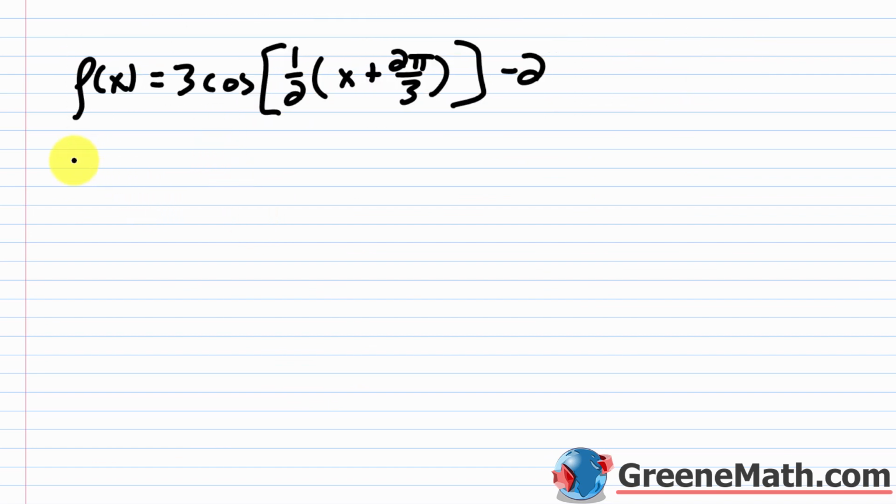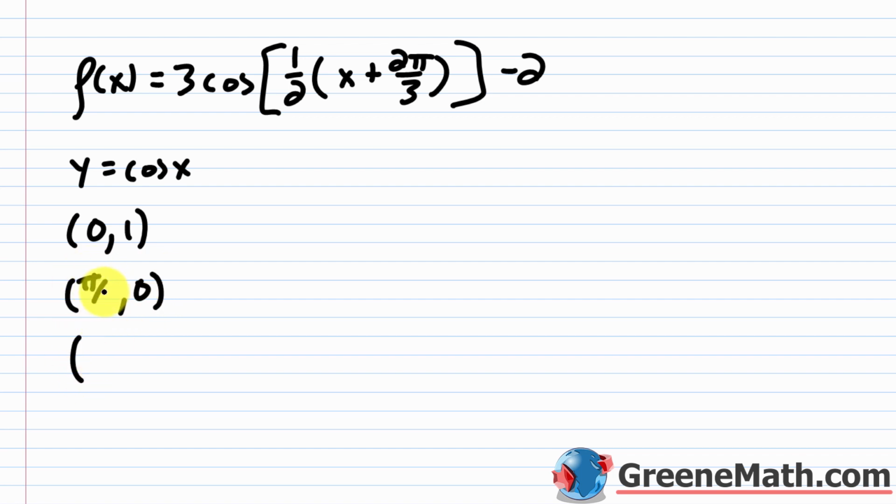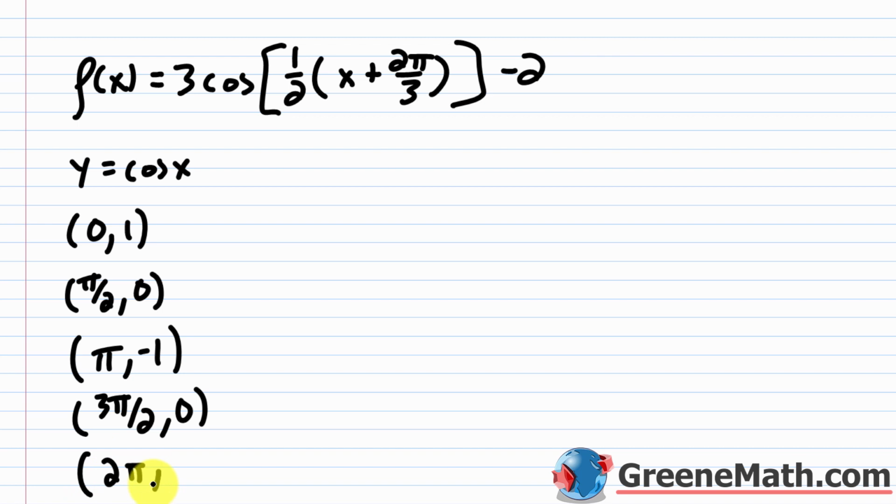Let me write out, once again, y equals the cosine of x. You have your 0, 1. You have the pi over 2, 0. And then you have pi, negative 1. And then you have 3 pi over 2, 0. And then lastly, you have your 2 pi, 1.